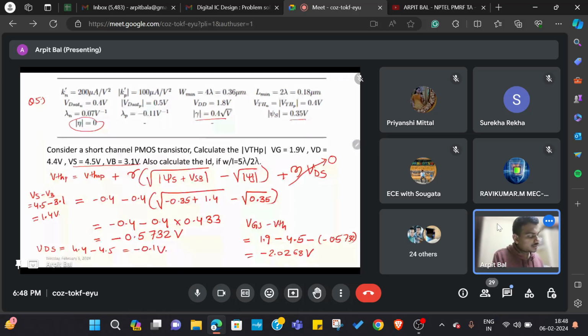VD sat P is minus 0.5. So out of these three, which one is the maximum? Minus 0.1, right? Yes, minus 0.1. So this transistor is in the linear region of operation.